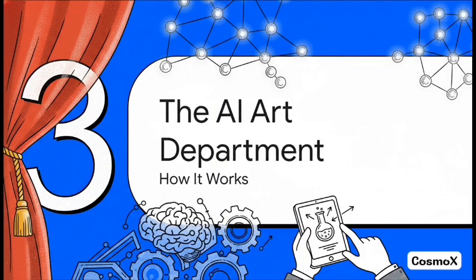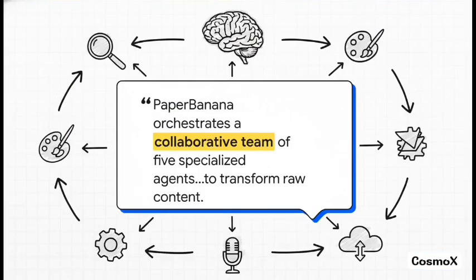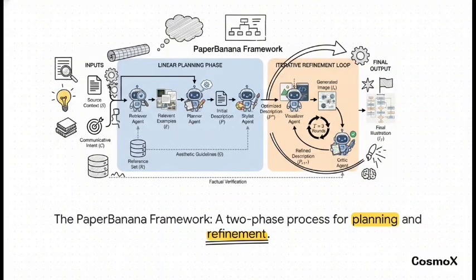So, how does this AI team actually get the job done? Let's pull back the curtain and meet the members of what is basically Paper Banana's AI art department. You know, the original research paper puts it perfectly. It says Paper Banana orchestrates a collaborative team of 5 specialized agents. So it's not just one agent, it's a whole crew of 5 specialists, all working together. And this diagram right here shows the entire workflow. You can see how the stuff on the left, the inputs, kind of moves through this planning stage and then into this loop where it gets refined over and over again before you get the final picture. Pretty neat, right? Okay, so now let's break down who does what.